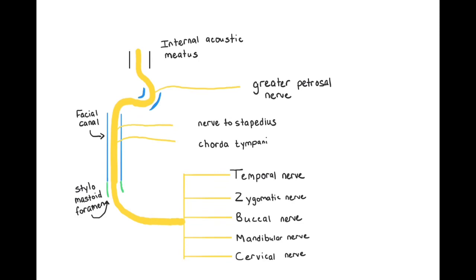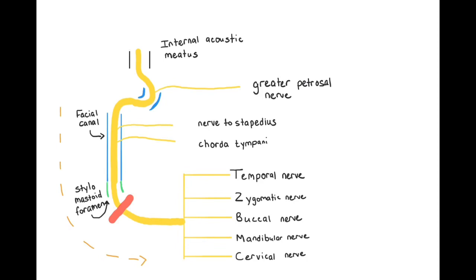If we look at the level just below the stylomastoid foramen, we know that motor innervation is going in this direction. Therefore, starting off with a lesion at the level of my stylomastoid foramen, that's when we're going to see an issue with the muscles of facial expression.